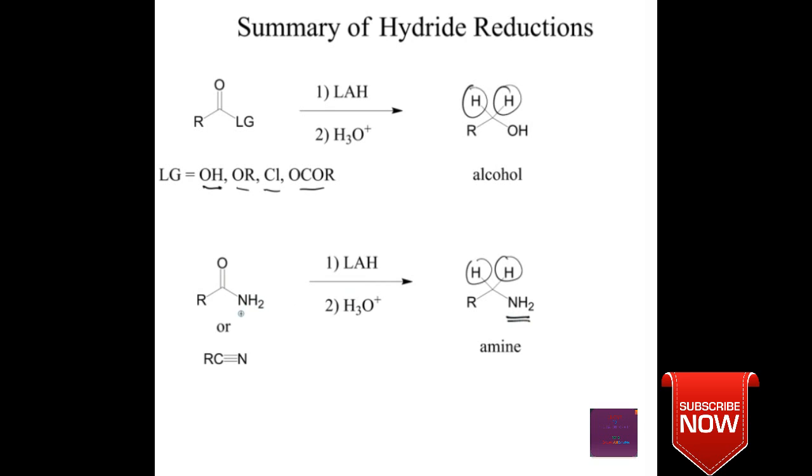You keep the nitrogen that was in your starting material; it doesn't leave. Remember how we talked about how poor a leaving group nitrogen is, doesn't like having a negative charge, and this is evidence of how poor that leaving group is. It doesn't get kicked out. So let's take a look at this mechanism, though, to see how we can get to an amine from something like an amide.